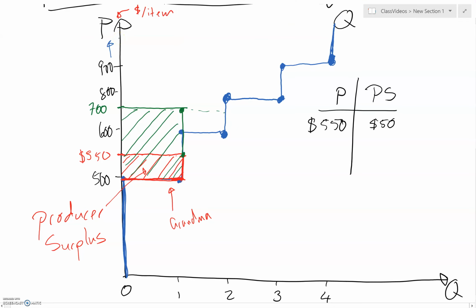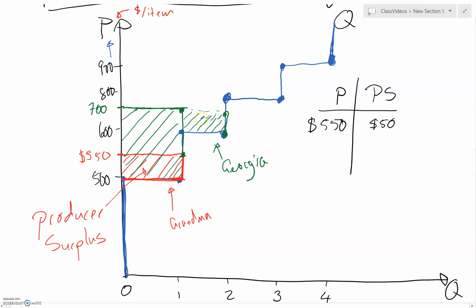Okay, so Grandma now is getting this additional benefit by selling the item at a higher price, but also now the next lowest cost seller is also selling the item, and this would be Georgia. She has a marginal cost of $600, but is selling the item for $700, so she gets a benefit of $100.